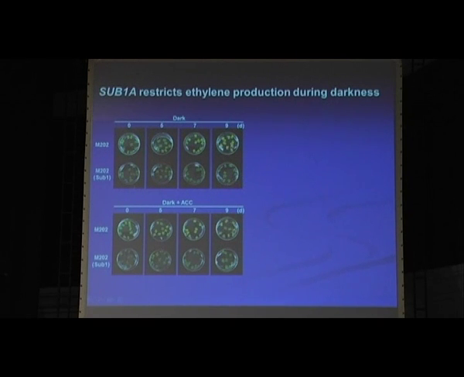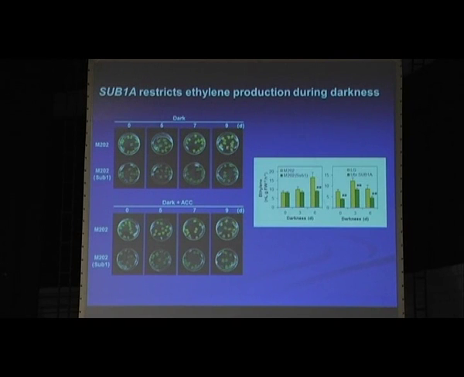However, this is M202 sub1 darkness. This is M202 sub1 dark plus ACC. We don't see any obvious visual difference within the pair. This indicates SUB1A decreases the effect of ACC.